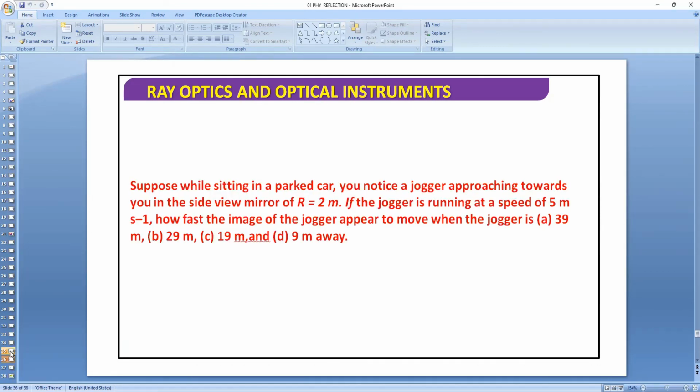Next question. Suppose while sitting in a parked car, you notice a jogger approaching you in the side view mirror, R is equal to 2 meters. If the jogger is running at the speed of 5 meters per second, how fast does the image of the jogger appear to move when the jogger is A, 39 meters, B, 29 meters, C, 19 meters, D, 9 meters away.